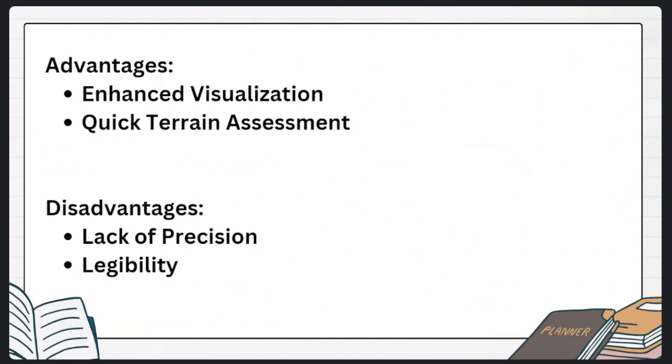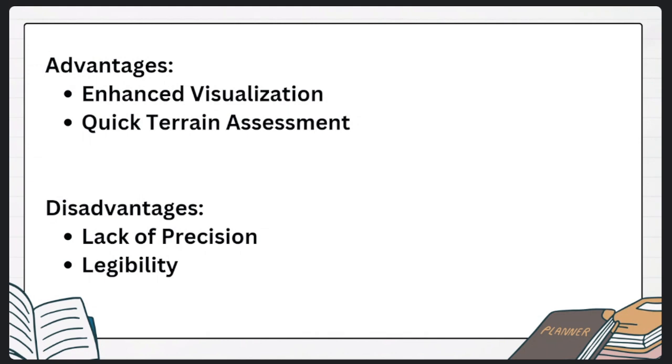For its advantages: enhanced visualization. Hypsometric tints provide a quick and intuitive visual representation of elevation variations across a landscape, making it easier for map readers to understand the terrain's overall topography. Quick terrain assessment. They assist in rapidly identifying areas of higher or lower elevation, helping users assess potential water flow, drainage patterns, or the distribution of highlands and lowlands.